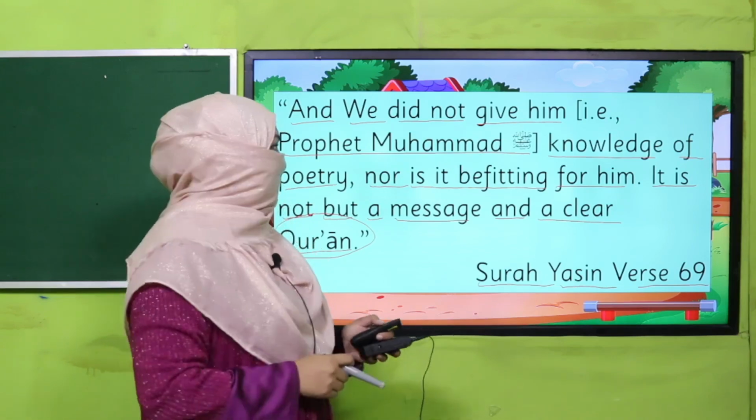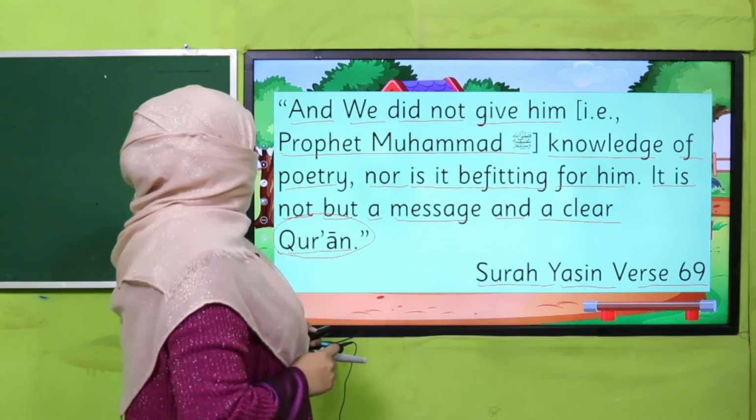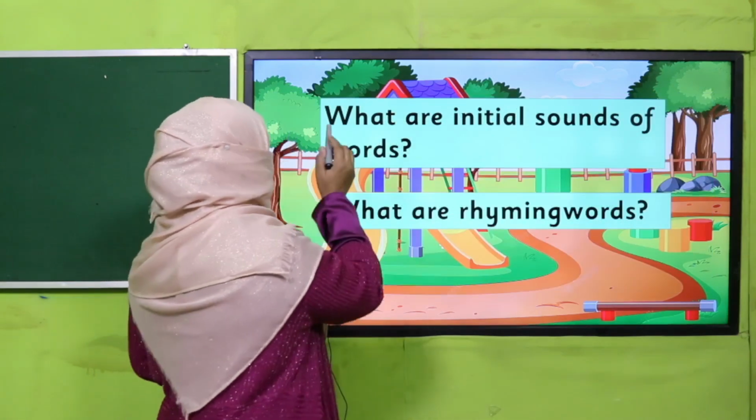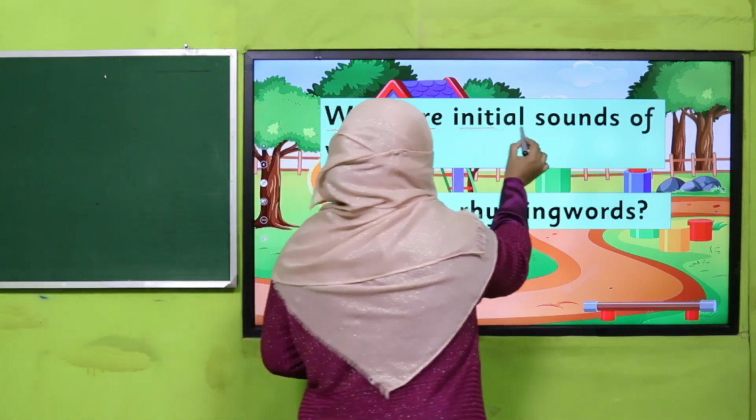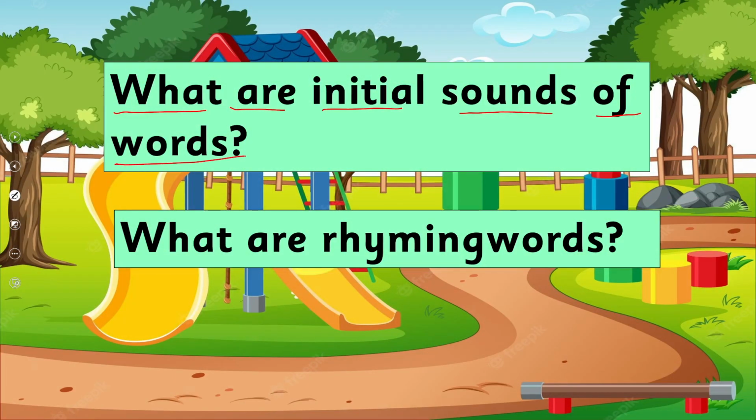That's very good, beta. So before starting today's lecture, first you tell me what are initial sounds of words and what are rhyming words. So we have learnt about initial sound, we have learnt about rhyming words. Pause the video, answer these questions to your teacher, and then come back.